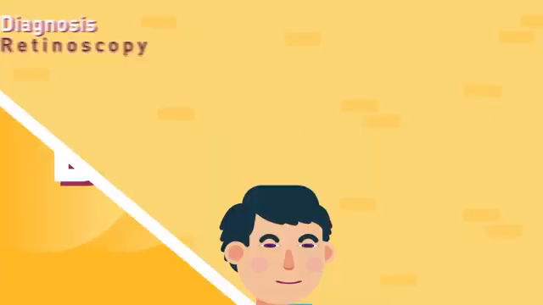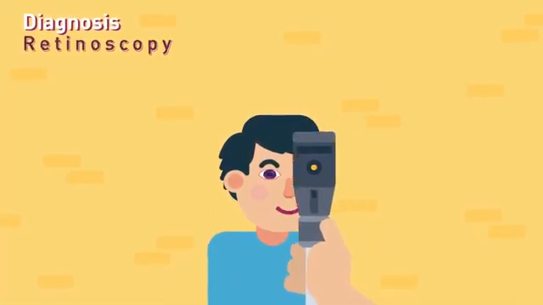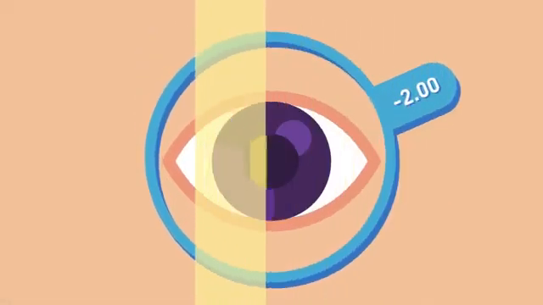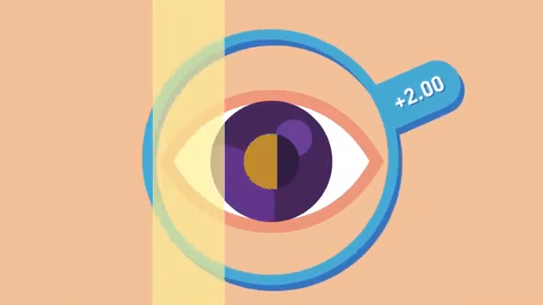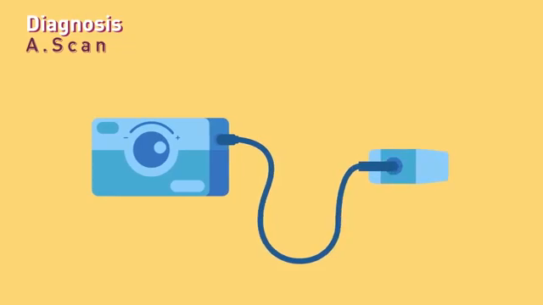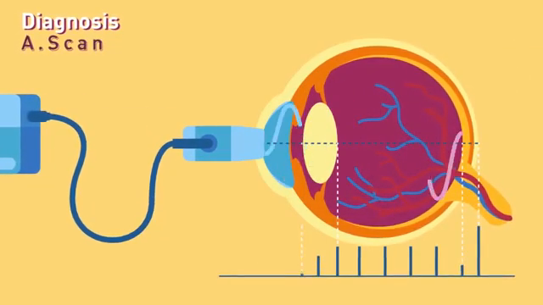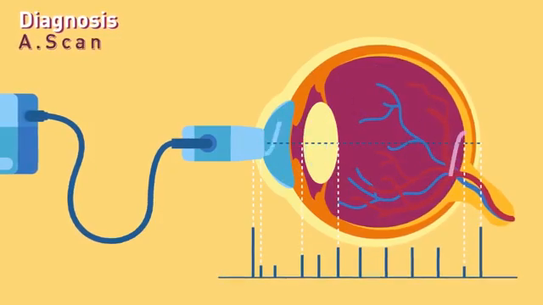Diagnosis. Retinoscopy, a handheld device that throws light in the eye, allowing us to observe its movements and reflection, hence helping to confirm the refractive error. A-scan, a small ultrasound probe that throws ultrasound waves in the eyeball and then detects their reflections or echo timings, calculating the eyeball length.